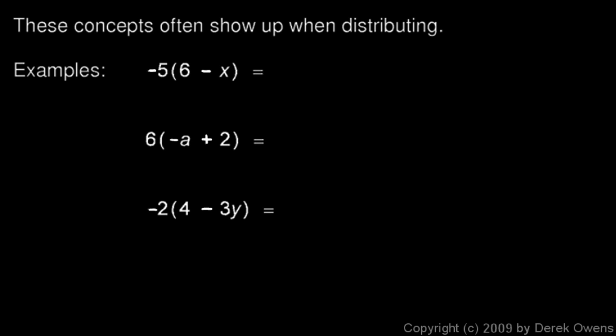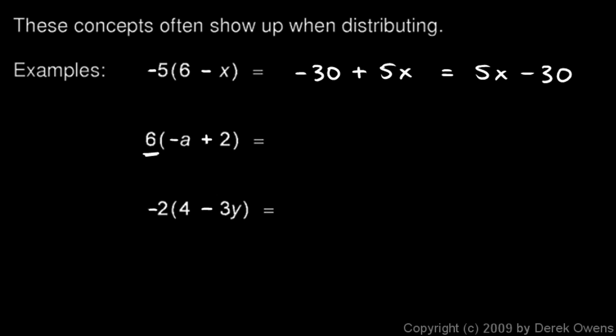Let's distribute here. The negative 5 times the 6 gives me a negative 30, and the negative 5 times the negative x gives me a plus 5x. So that's my answer, negative 30 plus 5x. And that would commonly be written like this, 5x minus 30. Let's do the next one.